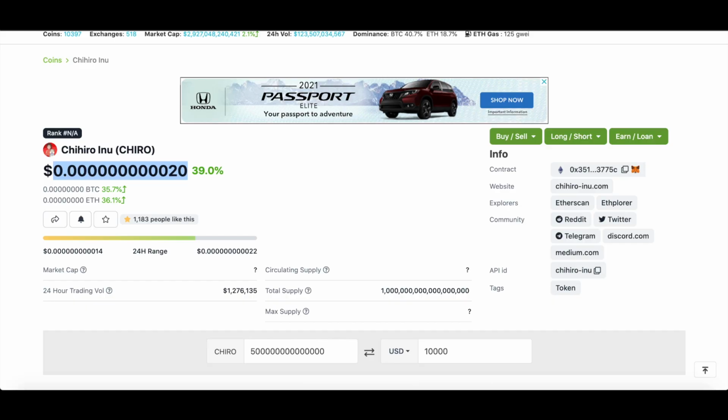This is if you were to invest $10,000, or if you invested real early and you got 500 trillion shares. This is your potential return at the current price of Chiro, leading up to $1 billion in market capital. Just to remind y'all, if we lose 1 zero, that's 100 million in market capital. If we lose 2 zeros, that's $1 billion in market capital, right? For this coin right here.